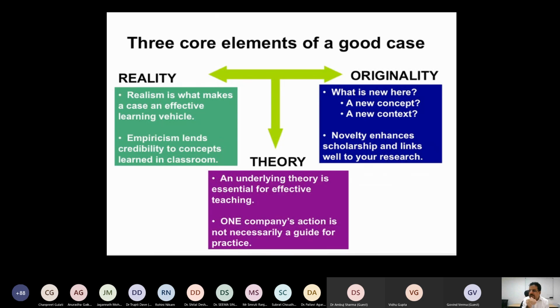It is less to do with the teaching part. I do agree, Dr. Sharma. Does that answer your question, Mr. Sharma? Thank you.